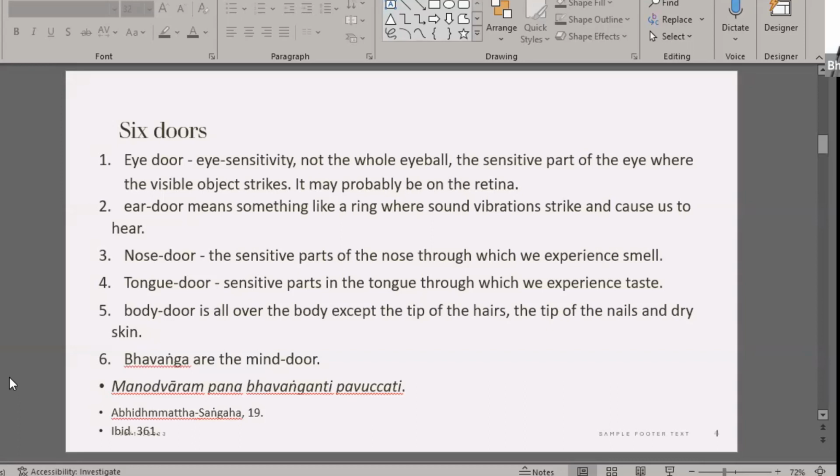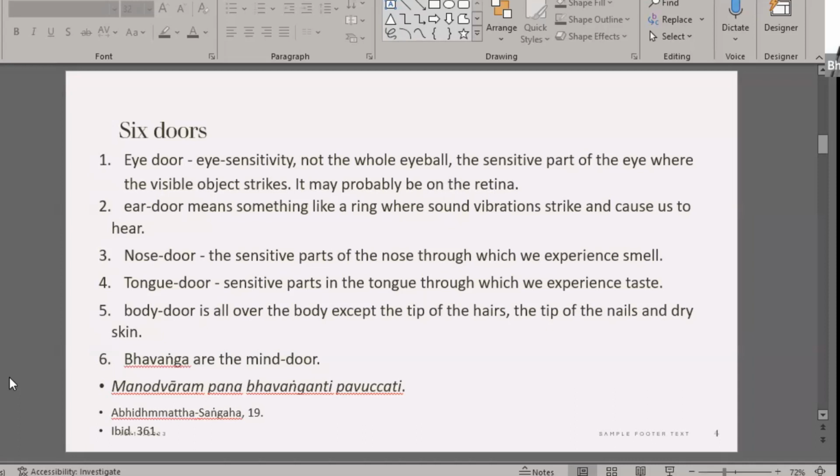Outer skin and inner skin and inside the body. That's why we feel pain inside and outside of our body. But in Abhidhamma it is said that except the tip of the hairs, tip of the nails and dry skin, we cannot find body door in dry skin, the tip of the nails and the tip of the hairs. I think this is something related to the nervous system. So we can't compare everything biologically, but there should be some connection with our nervous system.